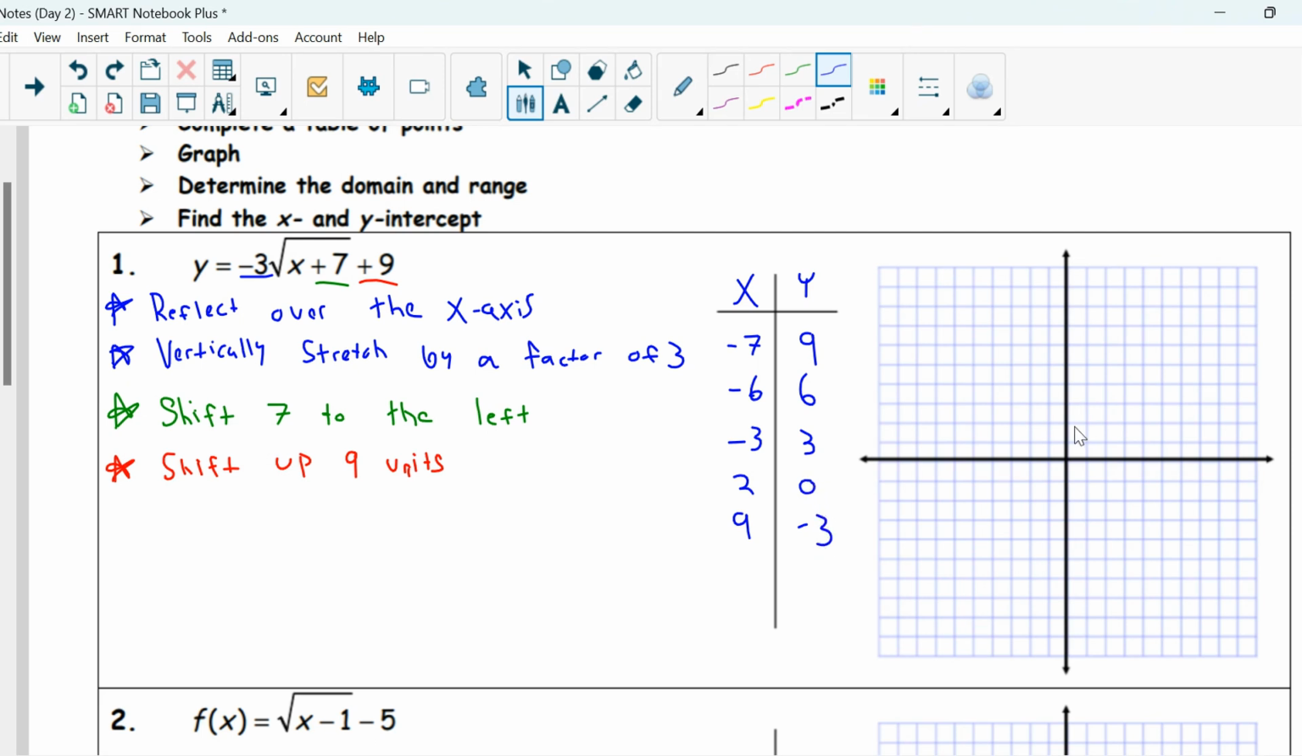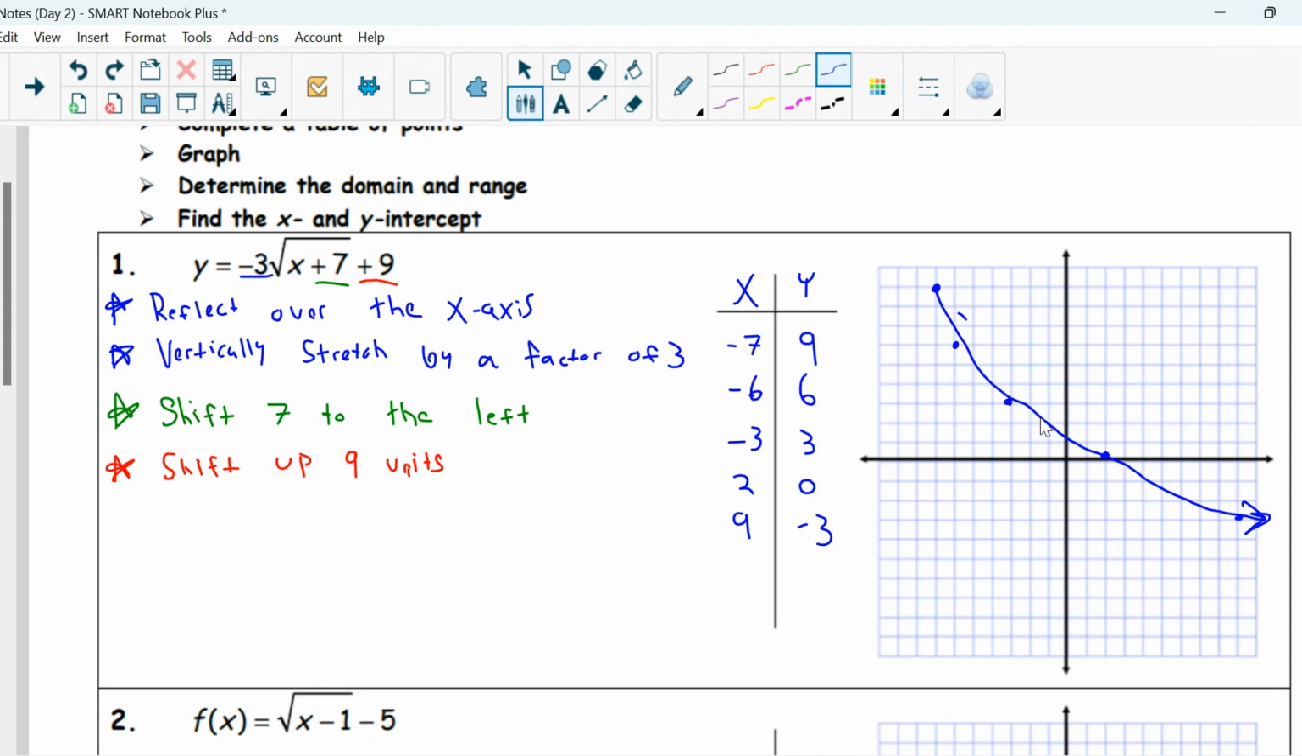Next, we're going to graph these points. So I've got -7, up 9, there, -6 and 6, -3 and 3, 2 and 0, and 9 and -3. So that's going to give me a graph that looks something like this.